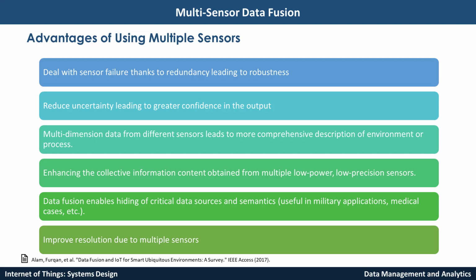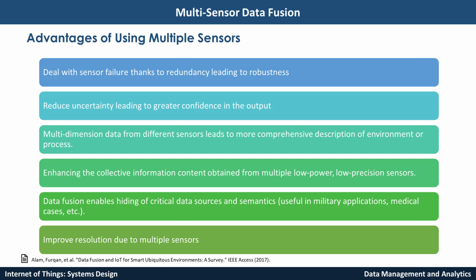Let me now summarize the advantages of using multiple sensors. If we have multiple sensors, then it helps us to deal with failures of sensors, because there is redundancy and it leads to more resilience and robustness. Multiple sensors can also reduce the uncertainty and give more confidence, because now we know that one sensor is not randomly saying something. Because there are multiple sensors saying the same thing, we are more confident.